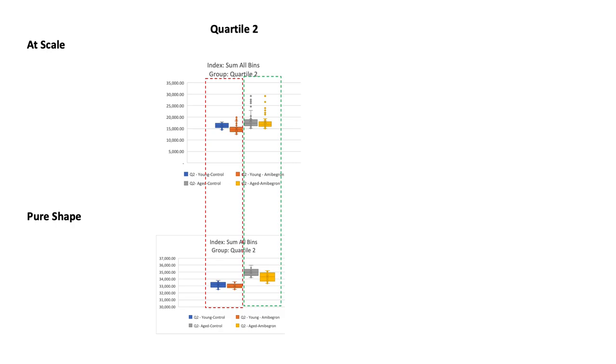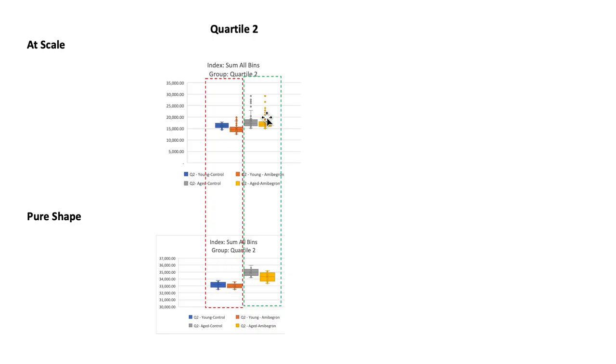So now we've entered the mid-sized particle region, quartile 2. If you look at the young group, there's a difference in due to size and shape when we measure it together. But that difference disappears when we measure pure shape. So what this tells us is that the effect of amibegrin in young mice is to change the size more so than to change the shape.